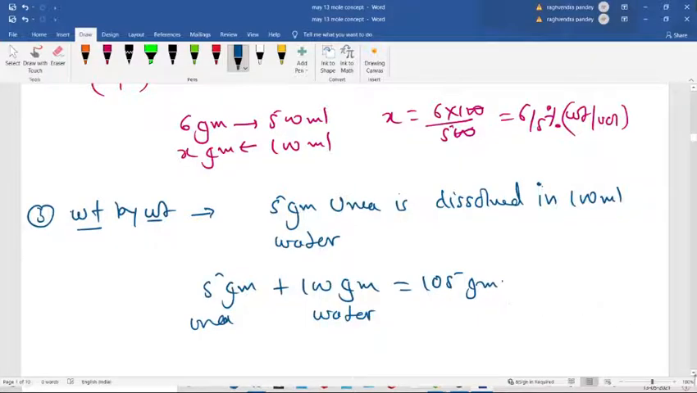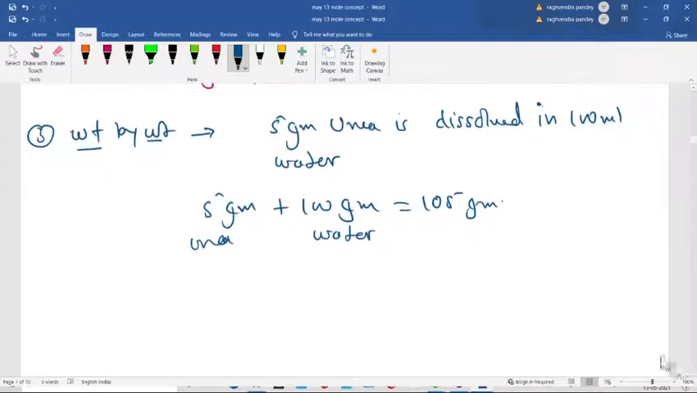In percentage weight by weight, you have to take the total weight, unless it is mentioned that you have to take it with respect to solvent, but they don't mention it. So for weight by weight percentage, you take the total weight of solution. That is, 5 gram urea is your solute, this is your solvent, and together that is your weight of solution. Always remember, you have to take the weight of solution during calculations.